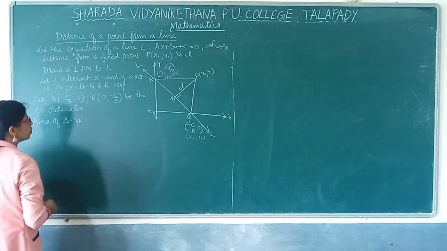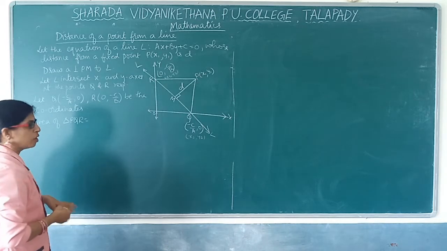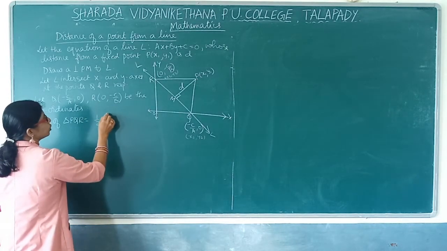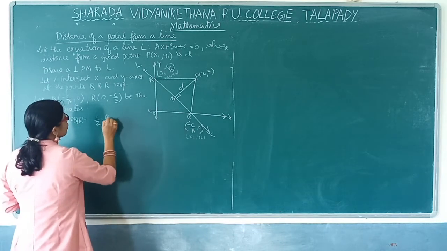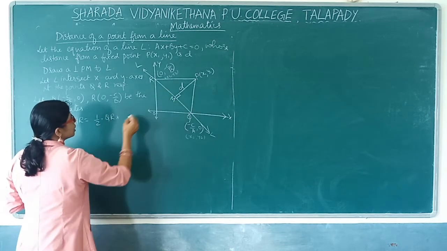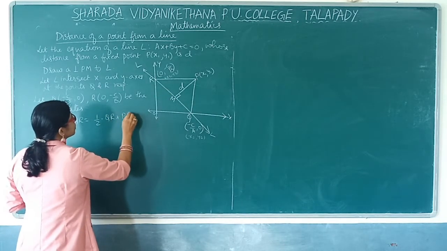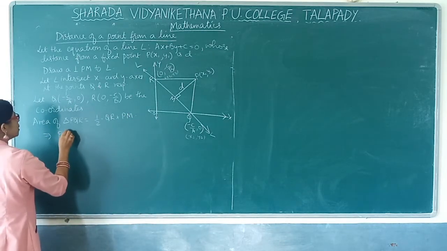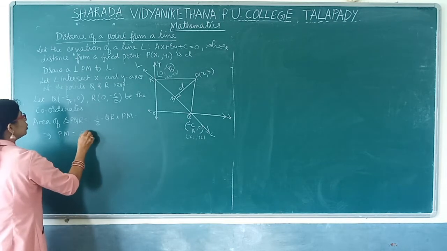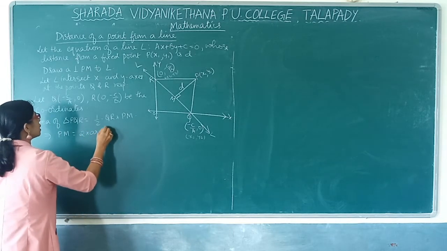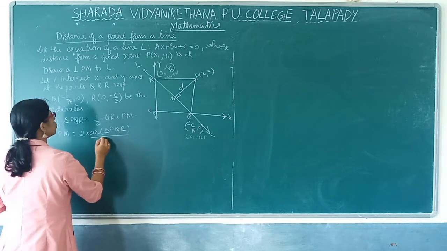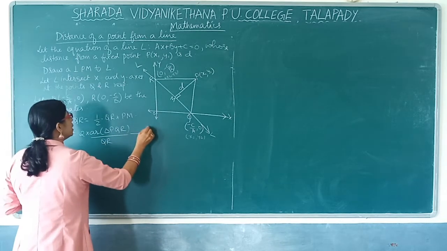is equal to, what is the area of triangle PQR? We have a general formula, isn't it? Half into base into height. What is the base? QR into altitude. What is the altitude? That is PM. So we need to find the expression for PM here. PM is equal to 2 into area of triangle PQR divided by QR. This is our main expression.